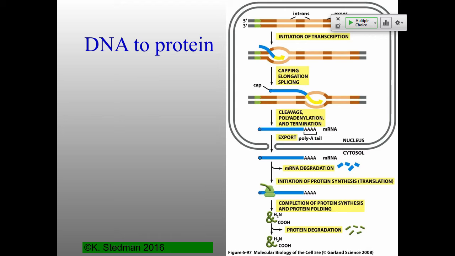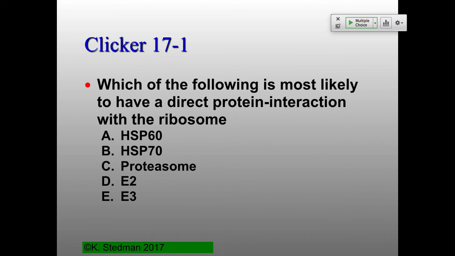Clicker questions. Thank you. So here, which of the following is most likely to have a direct protein-protein interaction or protein-RNA interaction with the ribosome? HSP60, HSP70, the proteasome, E2, or E3? And we're going to get 100% sometime. I'm going to try.